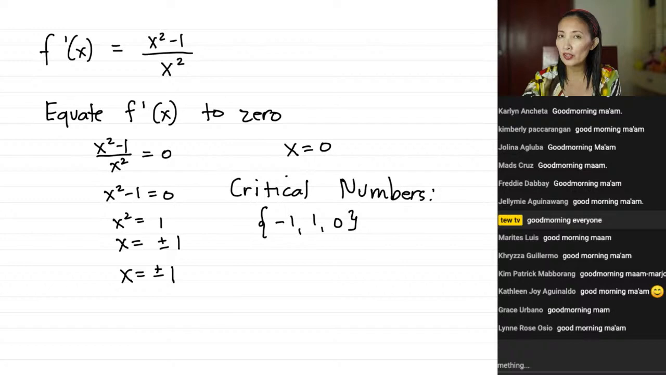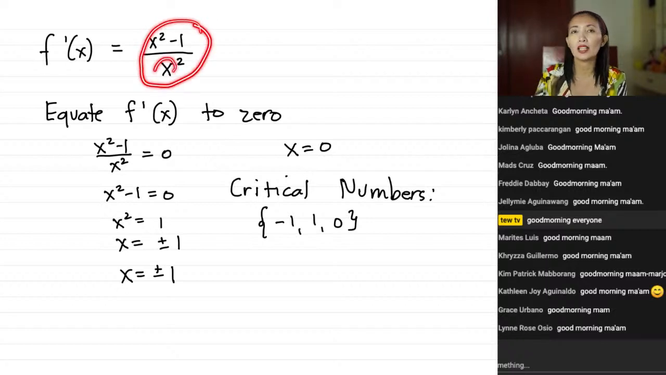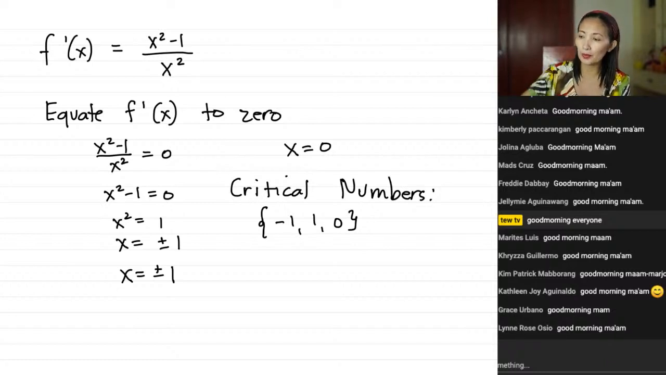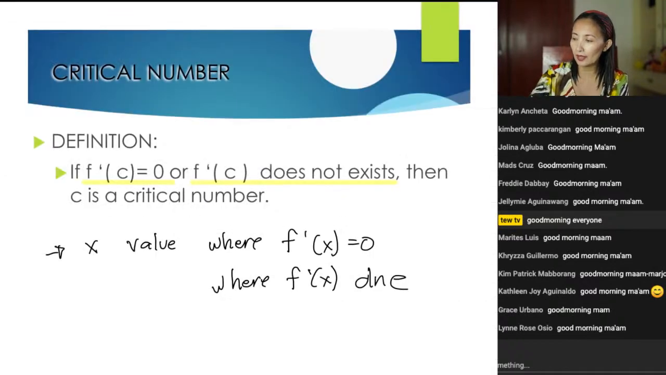By definition, if f prime of c does not exist, then c is a critical number. What value of x will make this undefined? Look at the denominator. The denominator cannot be 0, therefore 0 is a critical number. Now let's move on to the next example.